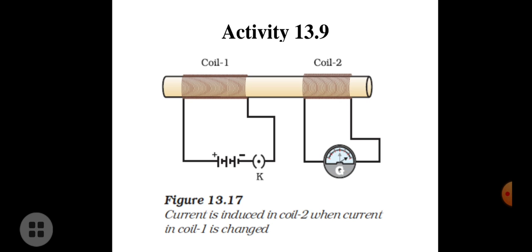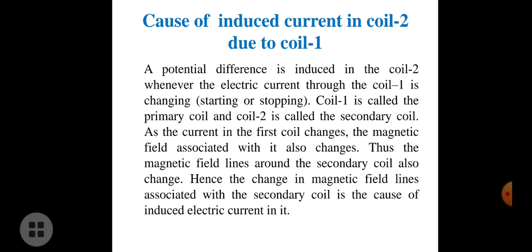Again when we close the circuit, there is a deflection in the galvanometer, and again if we open the circuit, there is still a deflection in the galvanometer but in the opposite direction. So why is it happening? The deflection in the galvanometer shows the production of current in the circuit. Why is the current induced in the circuit? Let us discuss the reason behind this.